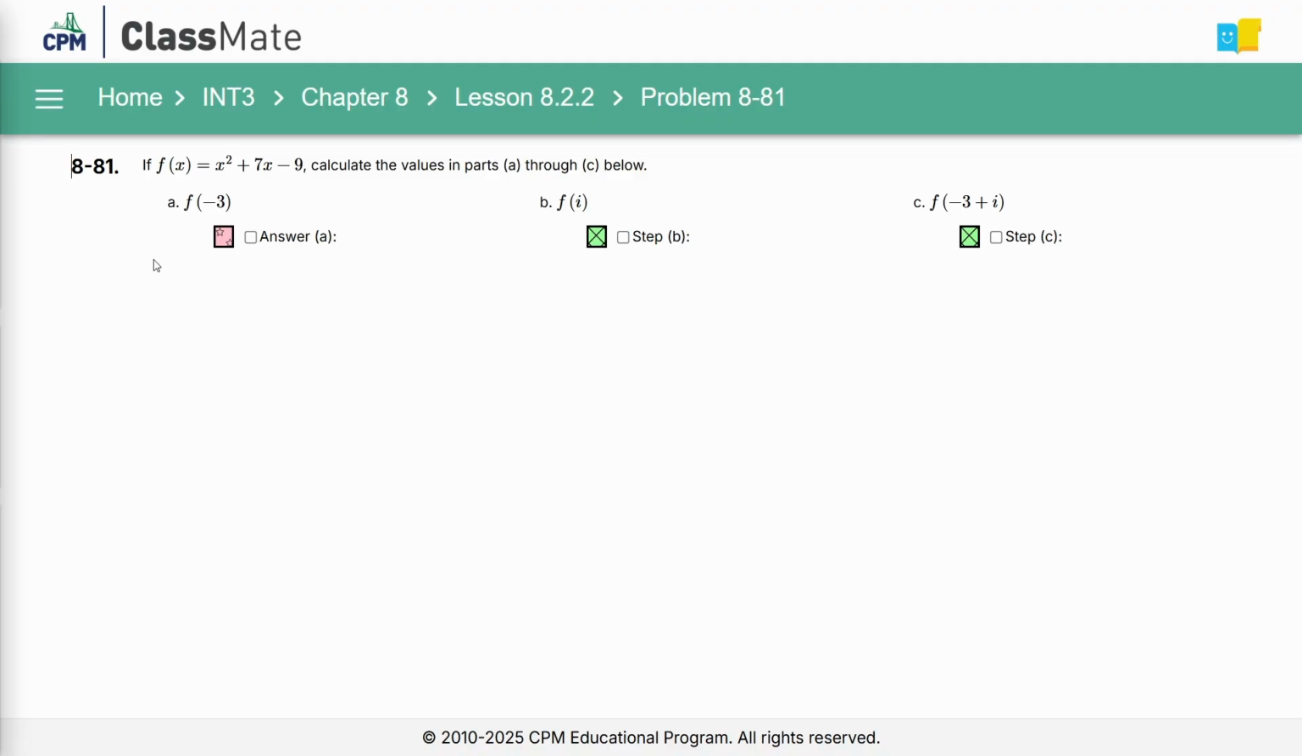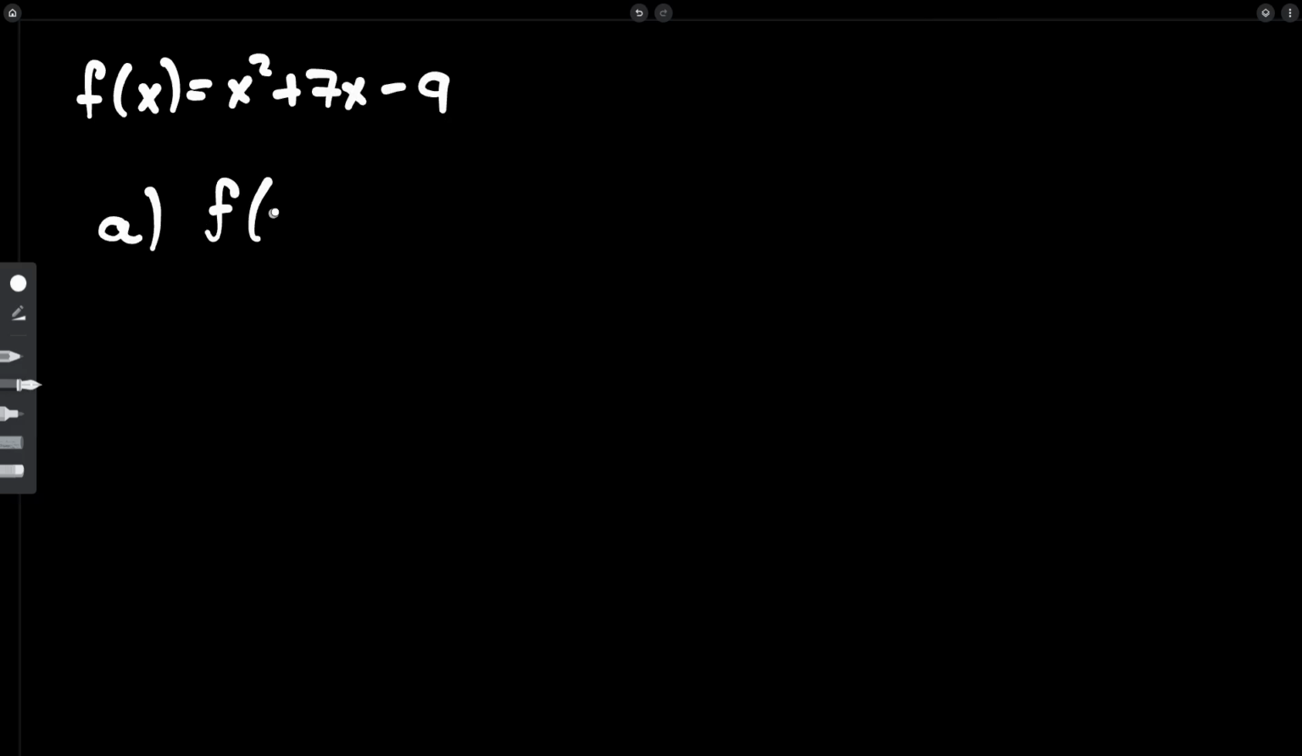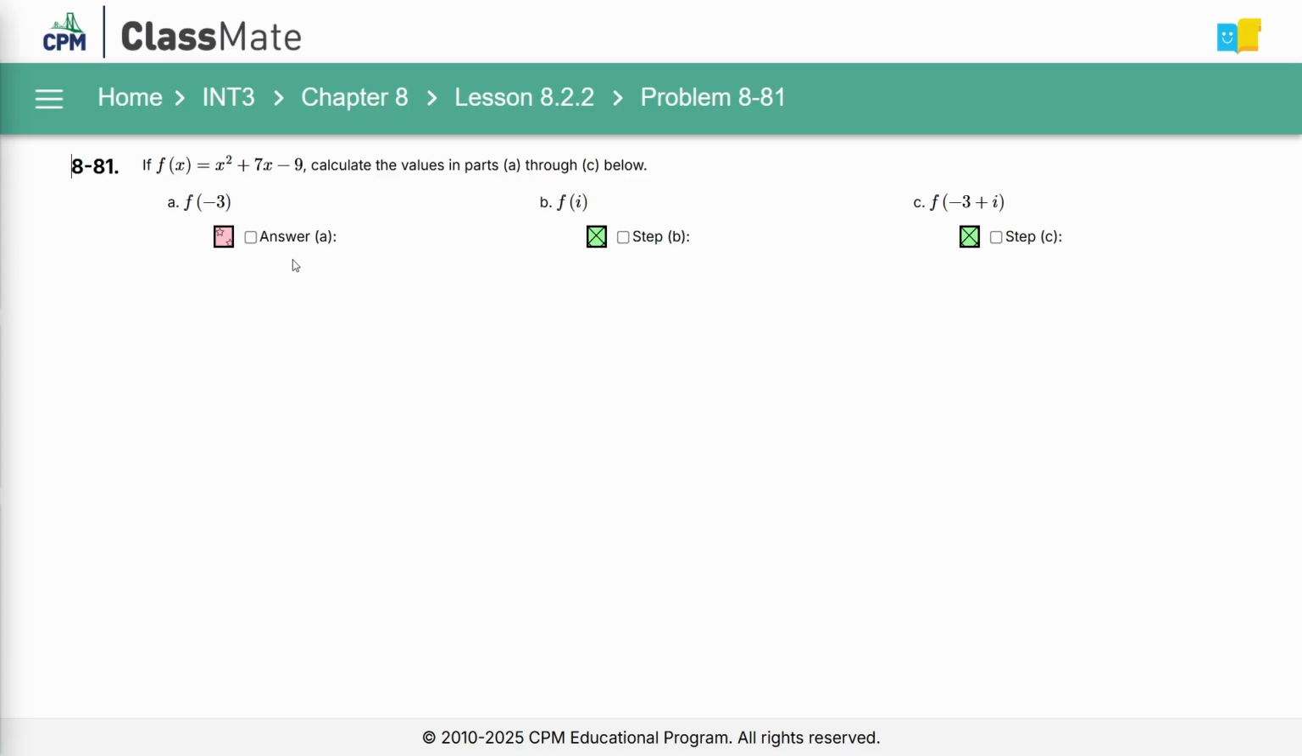All right, here we are on 881. If f of x is equal to x squared plus 7x minus 9, calculate the values in parts A through C below. So let's write this function first. We have f of x equals x squared plus 7x minus 9. And part A asks for us to find f of negative 3.